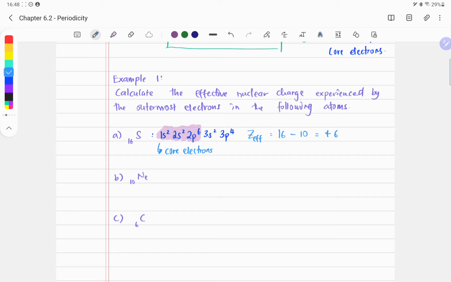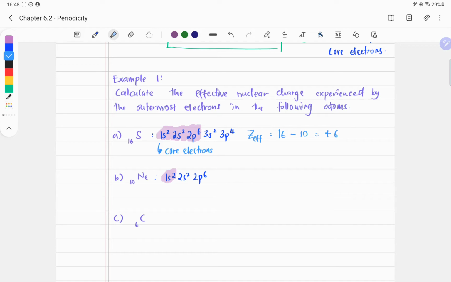Now you can pause this video to try to answer the effective nuclear charge for neon and carbon, and you can unpause once you have done it. So here is how we can calculate the effective nuclear charge of neon. Its electron configuration is 1s2, 2s2, 2p6. Dan dalam situasi ini, outermost electrons adalah 2s2, 2p6. Bermaksud dia punya core electrons adalah 1s2.